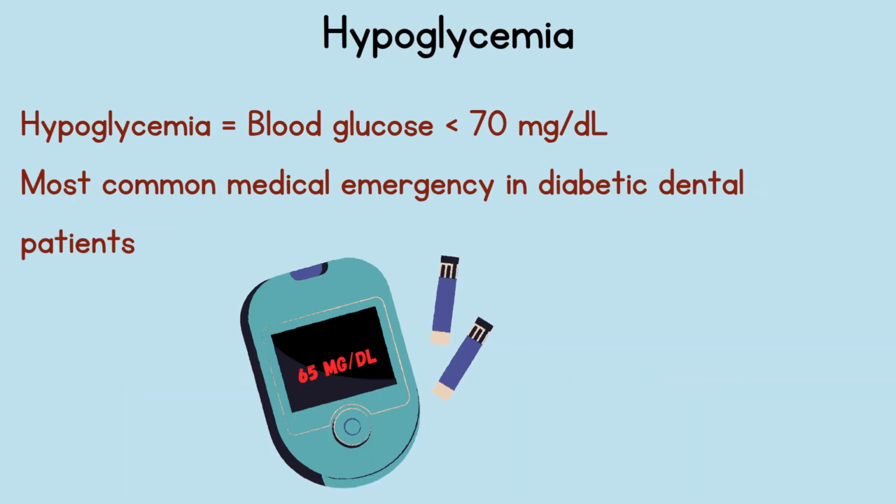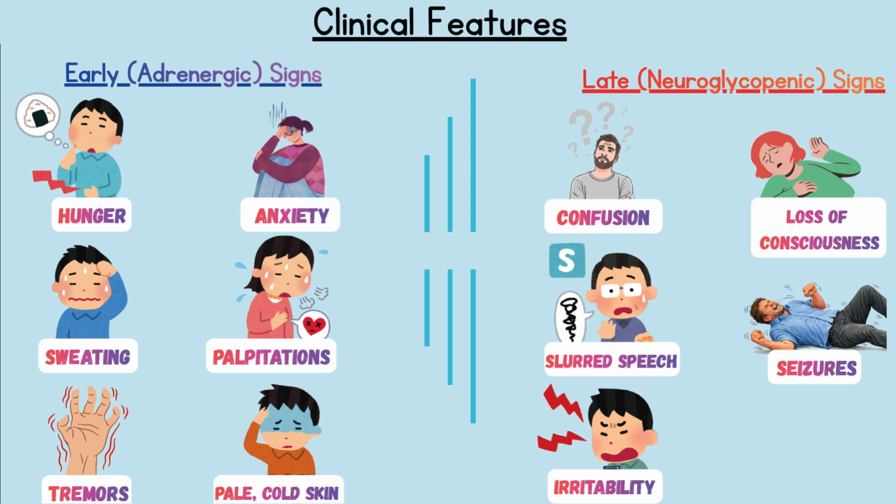Now, let's focus on hypoglycemia, which is a significant concern. Hypoglycemia occurs when blood glucose levels fall below 70 milligrams per deciliter. This is the most common medical emergency in diabetic dental patients. Be mindful of these signs. Early signs, like hunger, anxiety, sweating, palpitations, tremors, and pale, cold skin. Late signs, like confusion, slurred speech, irritability, seizures, and loss of consciousness.